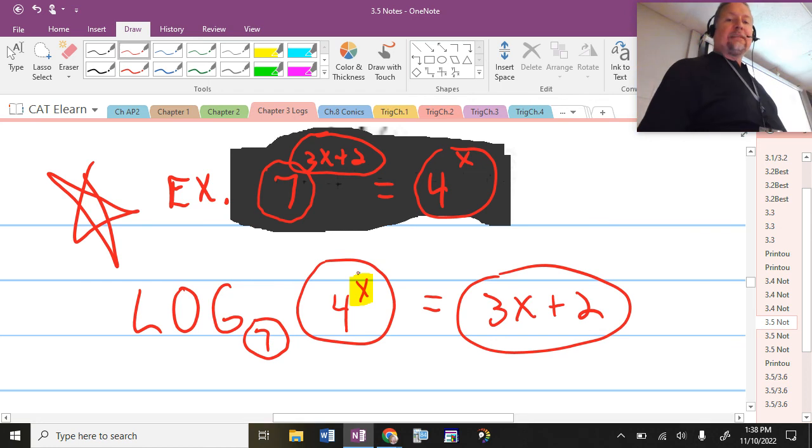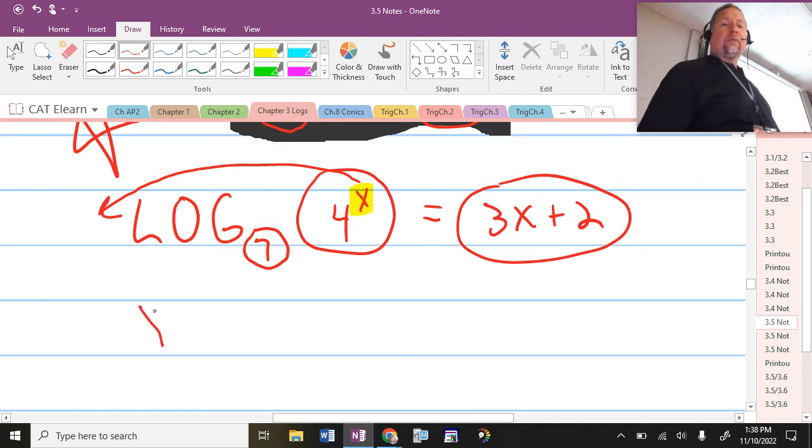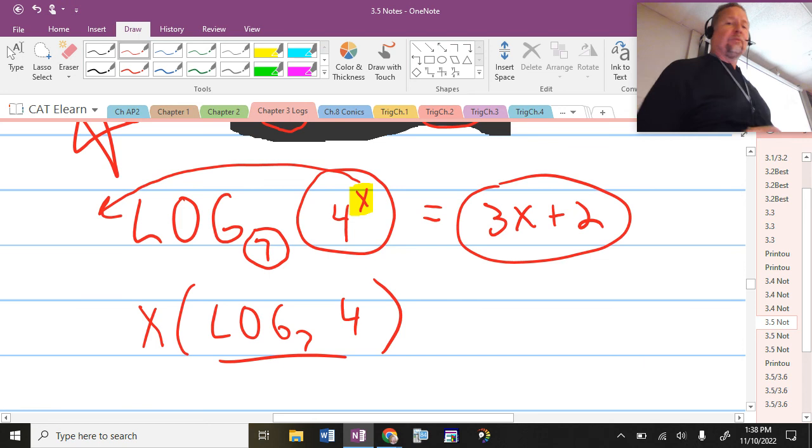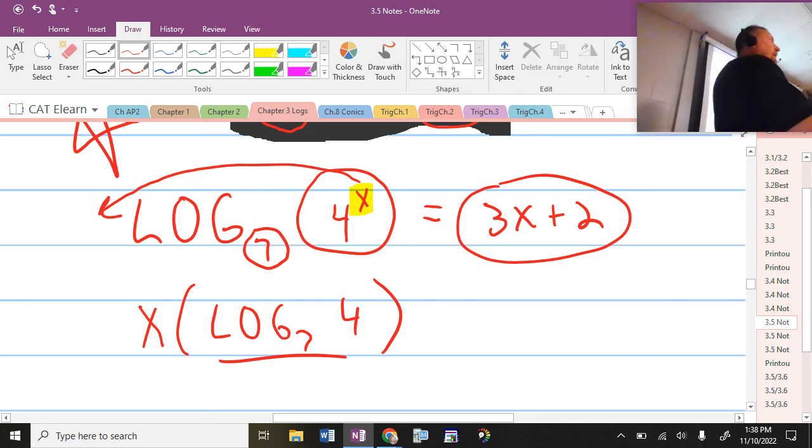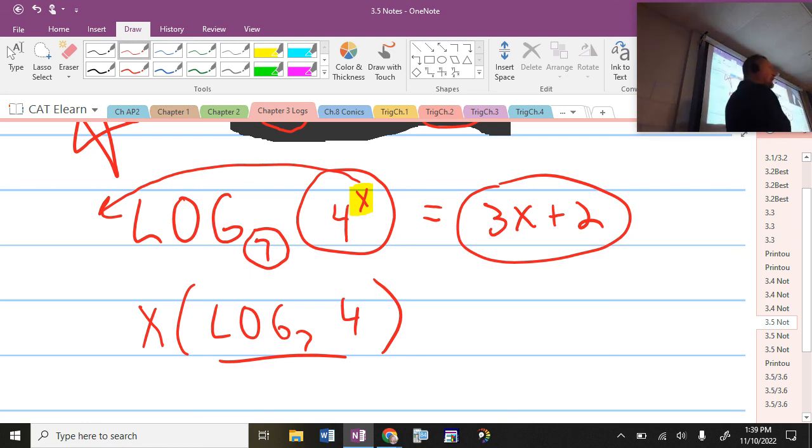Now this is what makes me sad. How many students can't go from here? Really, what you've done. This is just a decimal. That's just a decimal. This is actually now an 8th grade equation. But you got to make it an 8th grade equation by calculating that. So how do I calculate log base 7 of 4?